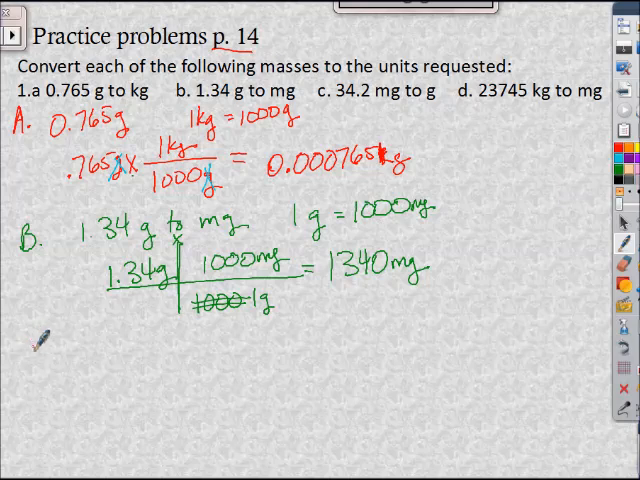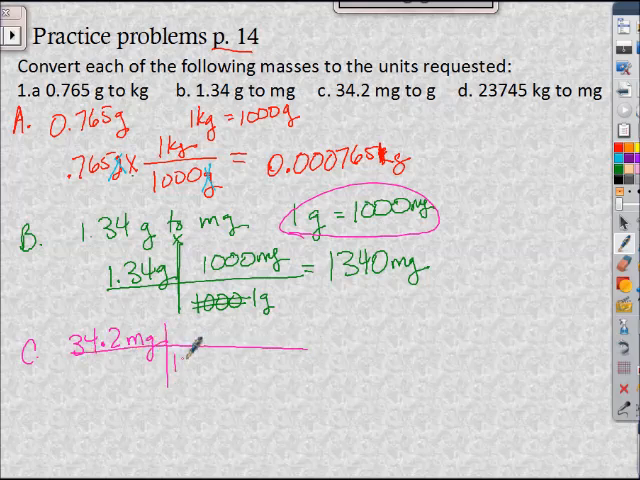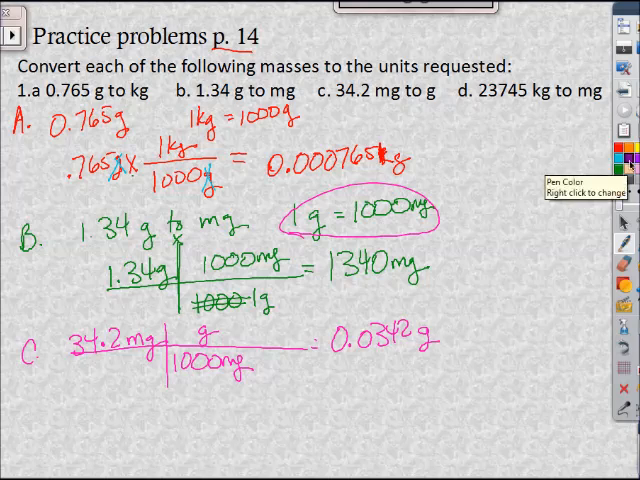And if I try the other one, 34.2, same equality, but this time milligrams is on top. Therefore, 1,000 milligrams goes on bottom and grams goes on top. And that's going to equal 0.0342 grams. Okay. Now the last one, D, is going to be a little bit harder.